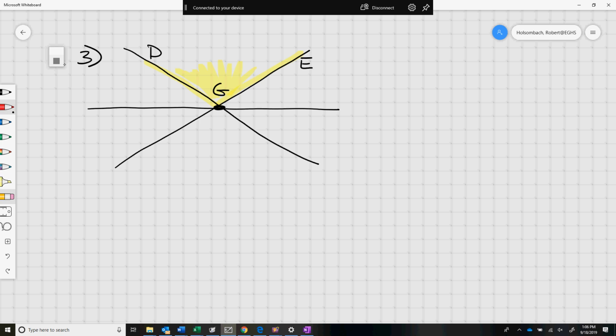So this angle right here is next to it. And this angle right here is next to it. Okay, and there's an F right here, and there's an H right here. So there's two angles that are adjacent to DGE. One of them is DGF, that's the red one, and the blue one is EGH. All right, those are both correct answers. Adjacent means next to, an angle next to the yellow one. If you highlight the yellow one, it'll make it easier to see an angle that's next to it.